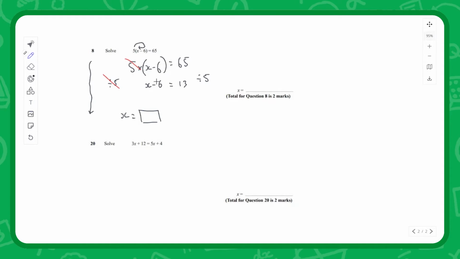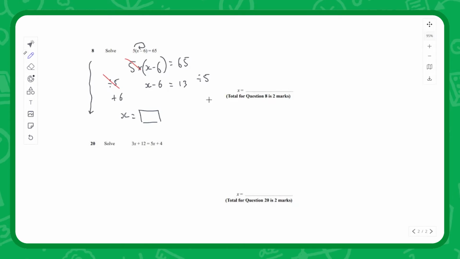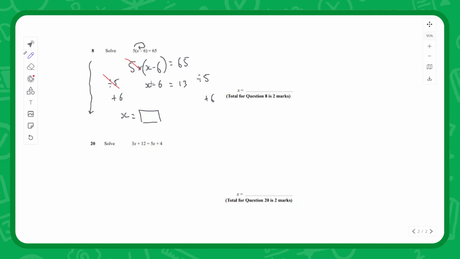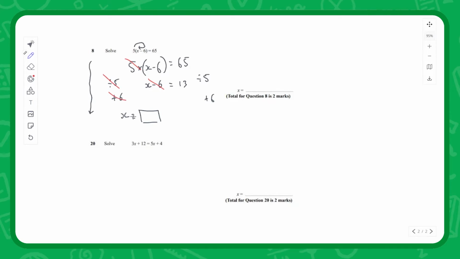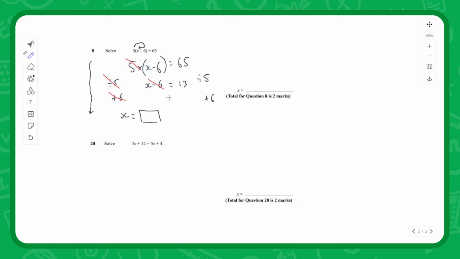Well, what's the opposite of minus 6? The opposite of minus 6 is plus 6. And so I plus 6 to both sides. And again, the reason I do that is to cancel out that minus 6. And so all I'm left with on the left-hand side is going to be x.